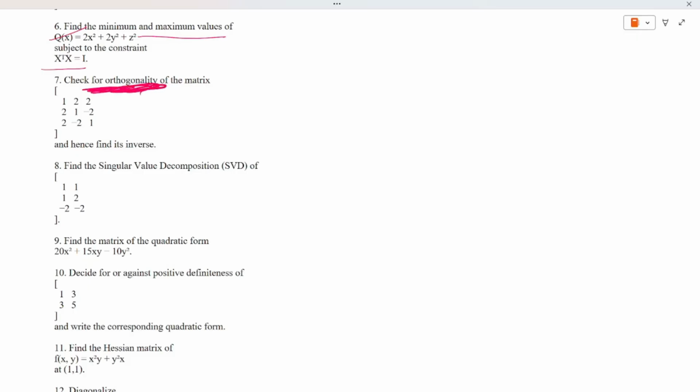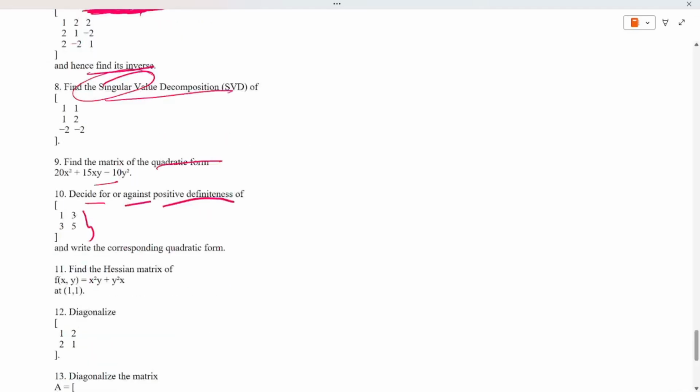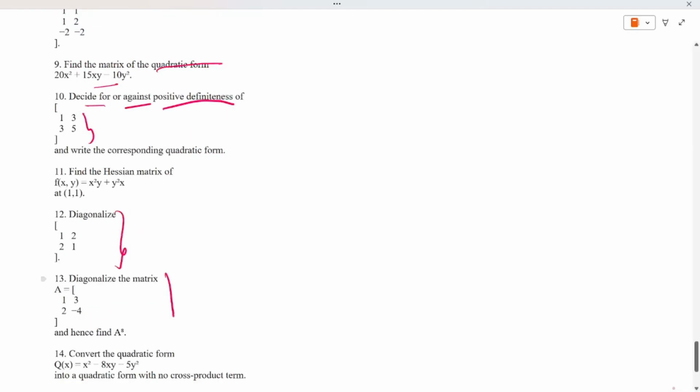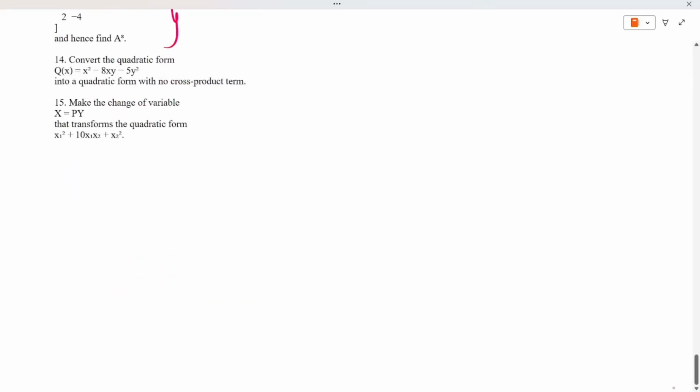And next is orthogonality of the matrix and find its inverse. And next is SVD again, which is very important in this module, that is singular value decomposition. And next is find the matrix of the quadratic form. And next is decide for or against positive definiteness for the matrix. And next is the Hessian matrix, and diagonalize this. And next, the question is to convert the quadratic form into a form with no cross product term and make the change of variable x equals Py that transforms the quadratic form.